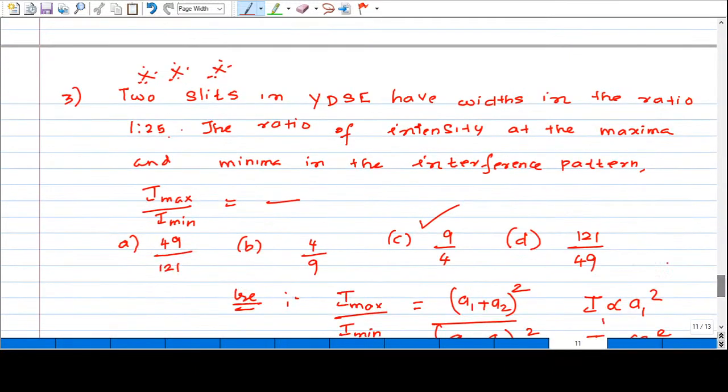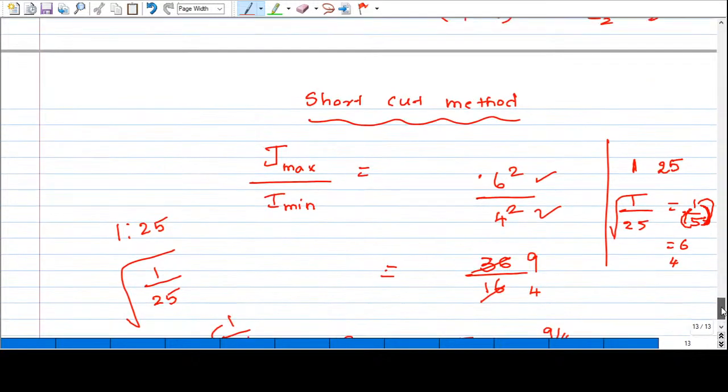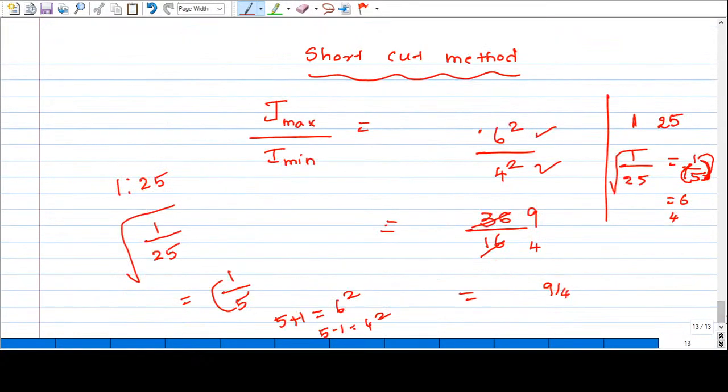You can just practice by taking one more sum. Instead of 1 is to 25, you can go for 1 is to 36 and find the ratio of intensity at the maxima and minima in the interference pattern. So remember, don't use any square root, just use these numbers. First step is we have to divide the ratios by taking root. You will get 1 by 5. Then add these two numbers. We get 5 plus 1, square that number, divided by subtract the number. We get 4 square, divide it, we get 9 by 4 as an answer, which lies in option C, which is very, very important.